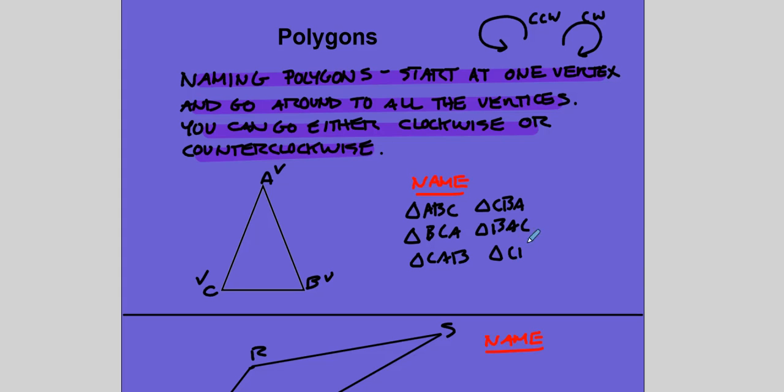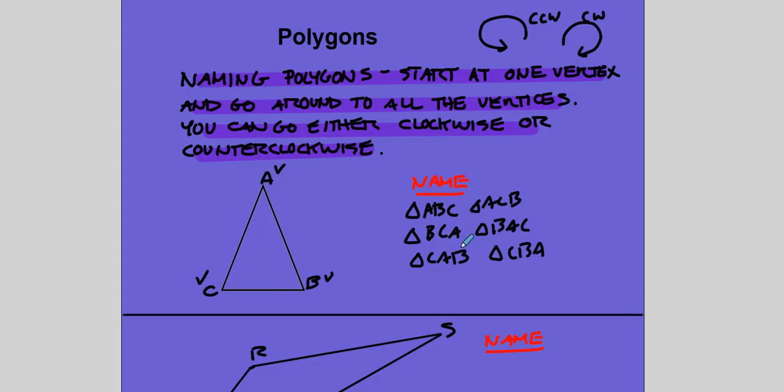CBA. Actually, this is not really what I wanted here. I want to start at vertex A, so let's get this cleaned up. I went ABC, so I should have gone triangle ACB when I went counterclockwise here. So there are 6 ways I could name this.